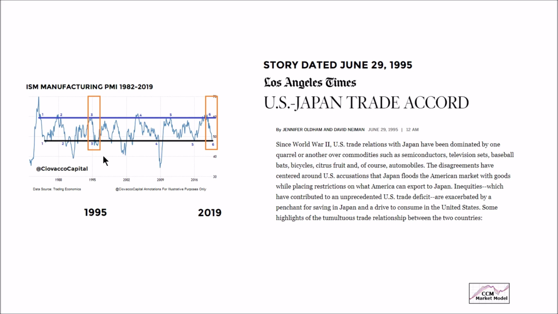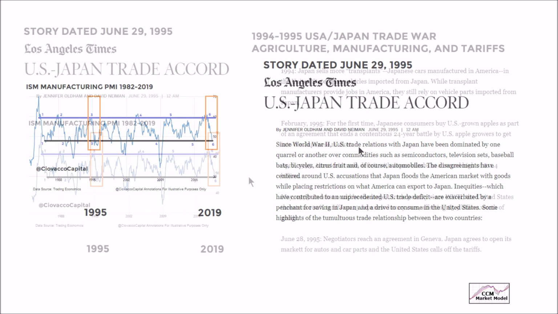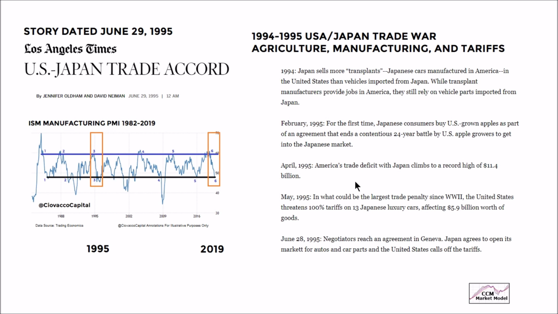There's another interesting similarity between the 1995 case, where good things happened, and the present day case. This is an LA Times story dated June 29th, 1995. It's talking about the U.S.-Japan trade war. You can read these little blurbs here from the Los Angeles Times article. It's interesting to note this trade war involved agriculture and manufacturing and tariffs. Sound familiar? You can make an argument.